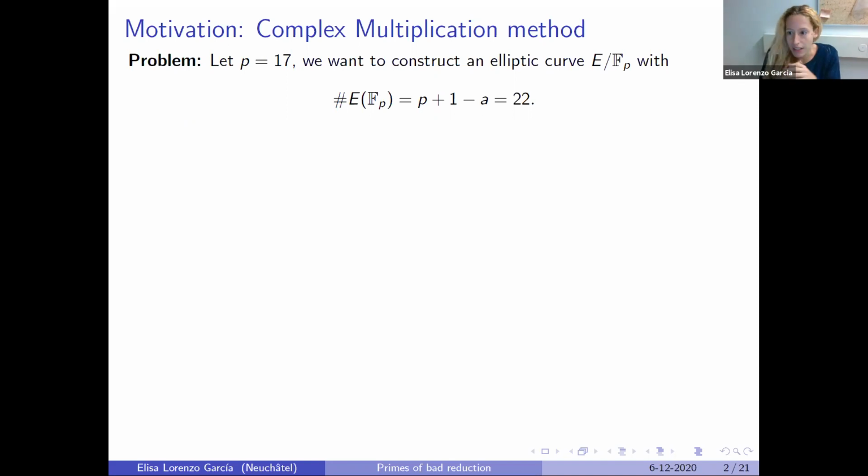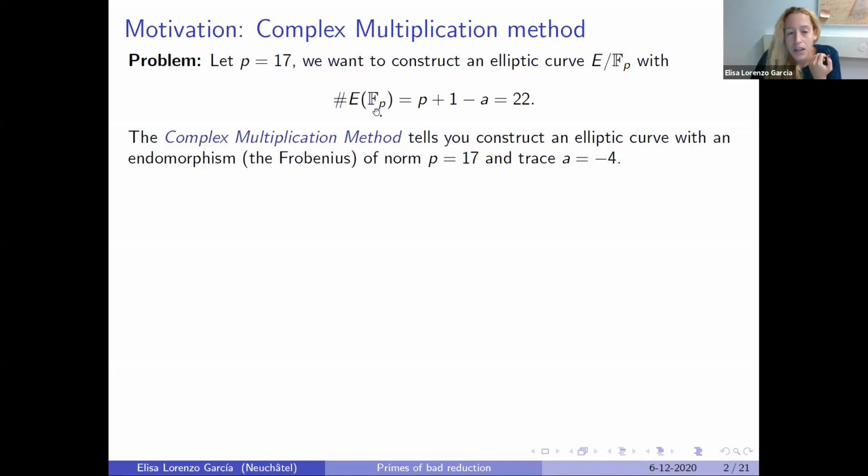Of course, here I'm taking particular numbers, but it works in general. So the problem is the following. We fix a prime number. In this case, I fixed p equal to 17. And what we want is to construct an elliptic curve over this finite field, F_p, with the p that I took, such that the curve has a given number of points.